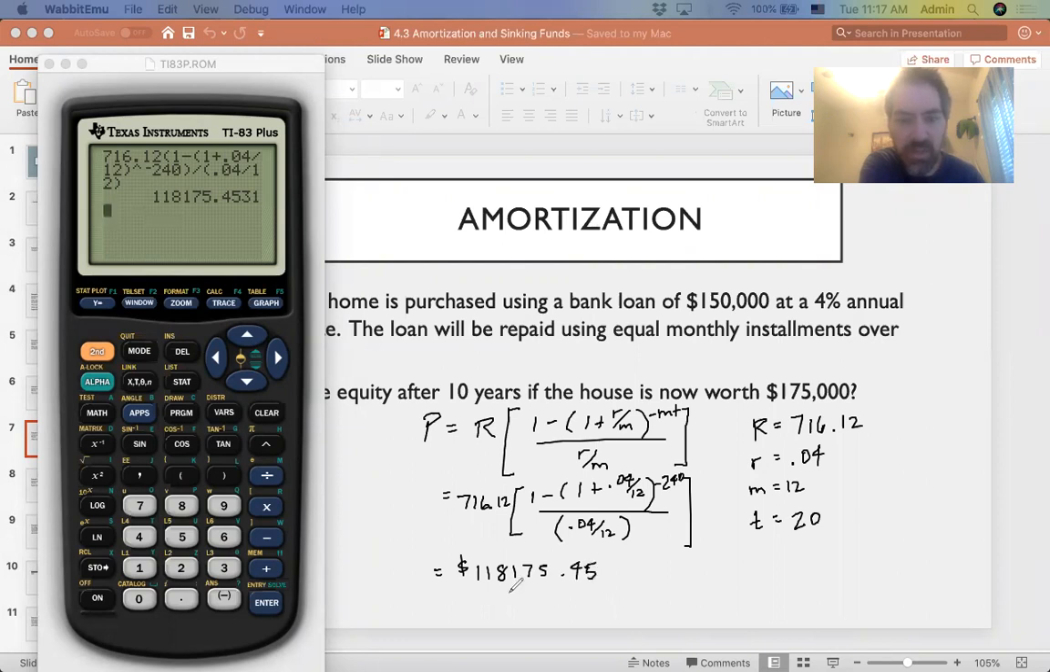$118,175.45, right? This is the balance of the loan. This is how much we still need to pay off. So to find the equity, we can subtract how much the house is worth now minus the loan balance to find the equity.